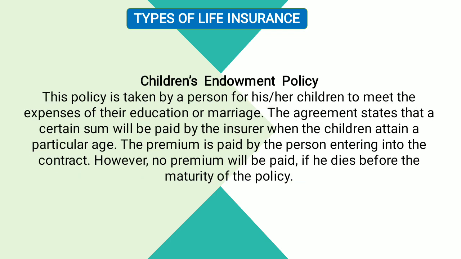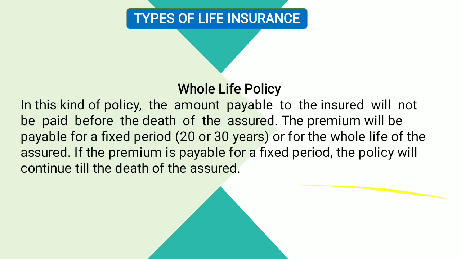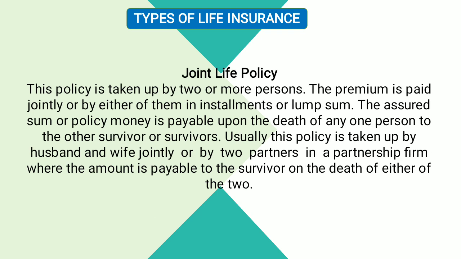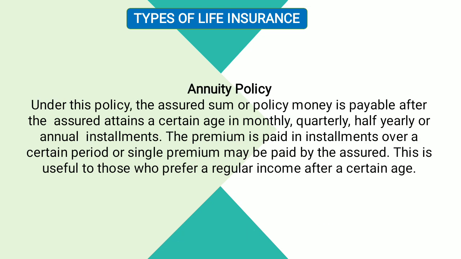How many insurance policies have we seen up to this point? We have seen the whole life policy, in which we receive the amount after the death of the assured person. The endowment life assurance policy, where we receive the amount after a specific date or duration, or the death of the assured. The joint life policy, when two or more persons take an insurance policy together. The annuity policy, which we can opt for if we are looking for a regular income after a specific age, basically the retirement age.